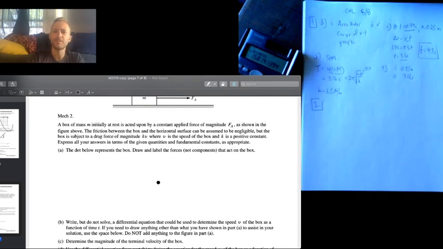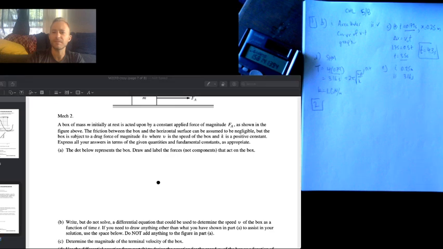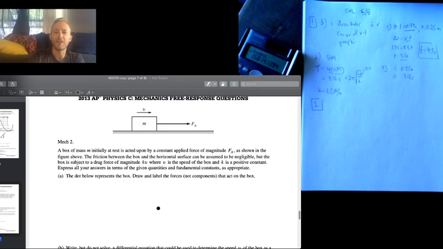Question 2. A box of mass m is initially at rest and is acted upon by a constant applied force of magnitude F sub a, as shown in the figure above. The friction between the box and the horizontal surface can be assumed to be negligible, but the box is subject to a drag force of magnitude kv, where v is the speed of the box and k is a positive constant.